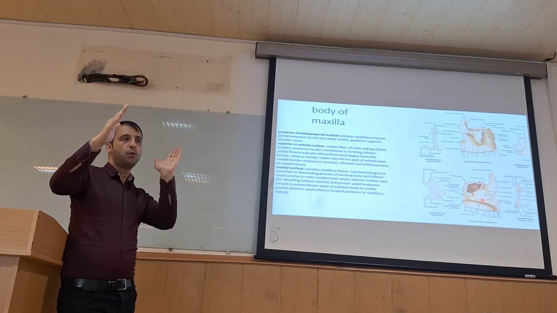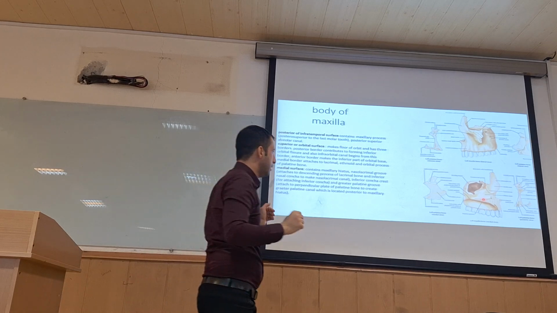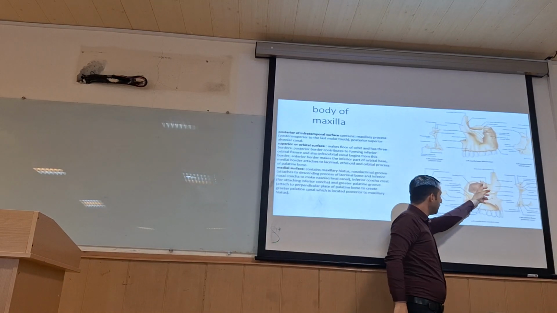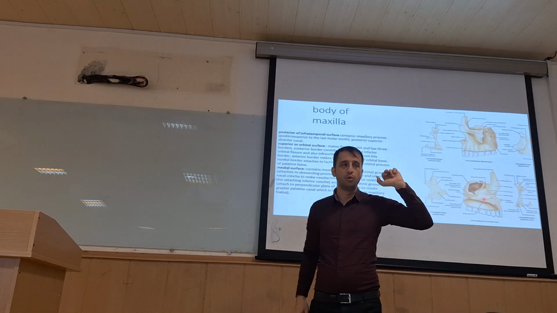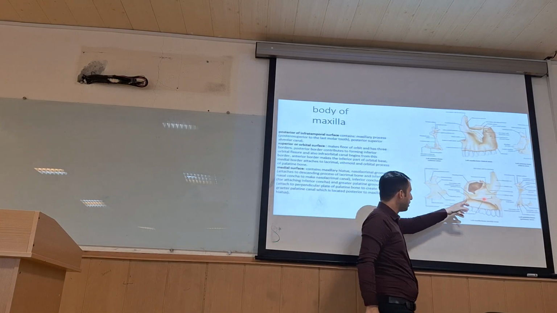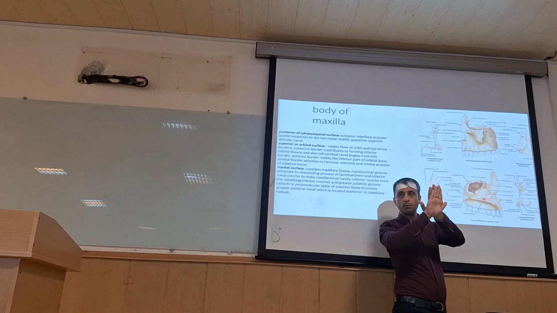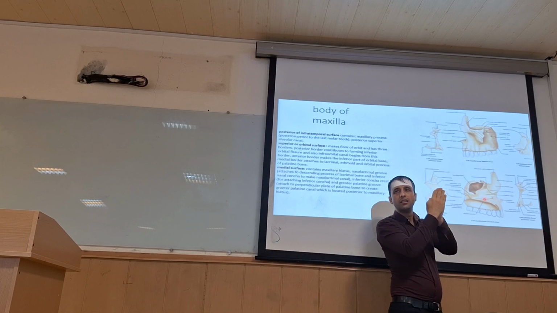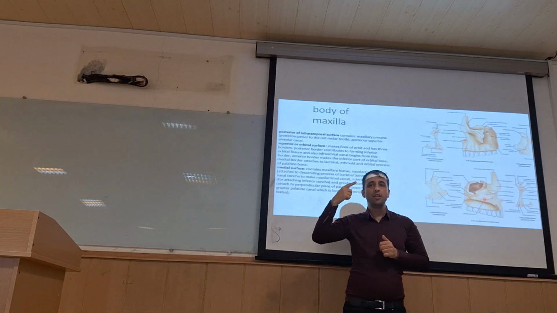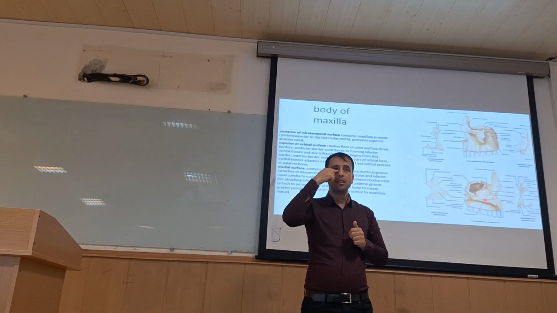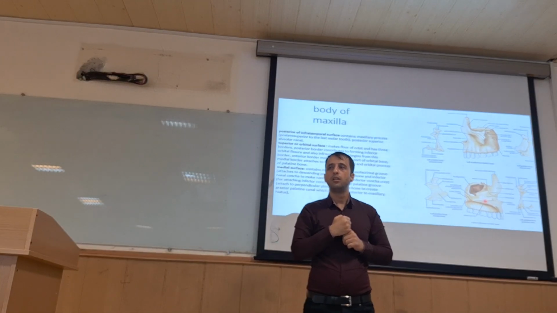Anterior and posterior to the maxillary hiatus, I have two grooves. Look at here. Anterior to the maxillary hiatus, I have the nasolacrimal groove. When the nasolacrimal groove attaches to the lacrimal bone, it makes a canal. This canal is named nasolacrimal canal, which connects the orbital cavity to the inferior nasal concha.